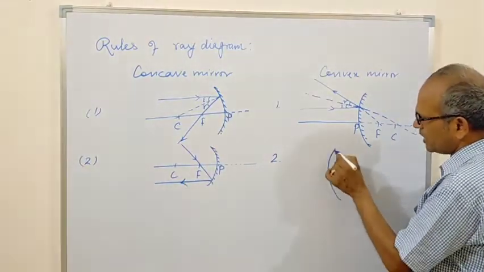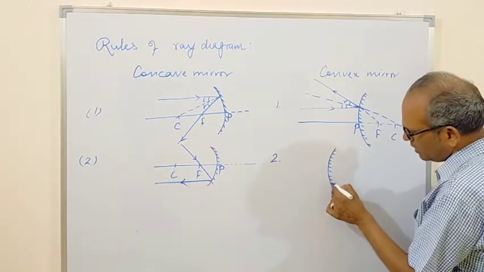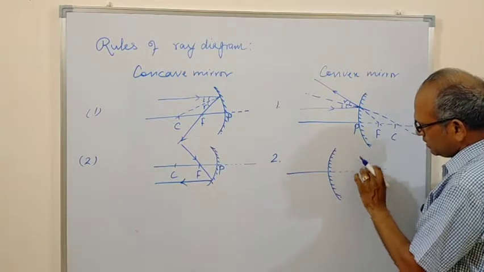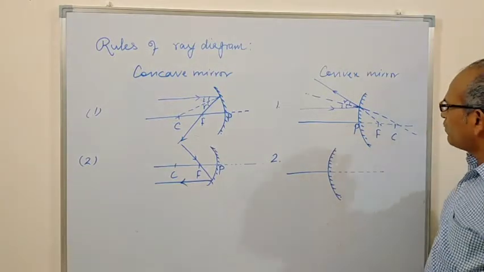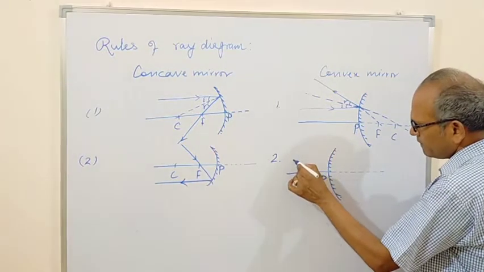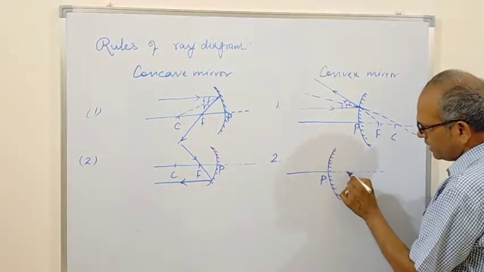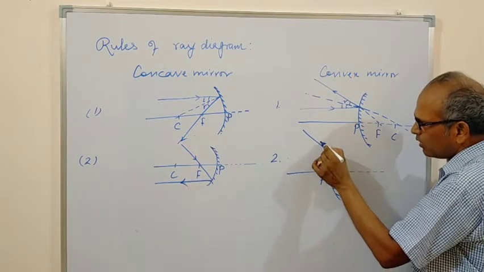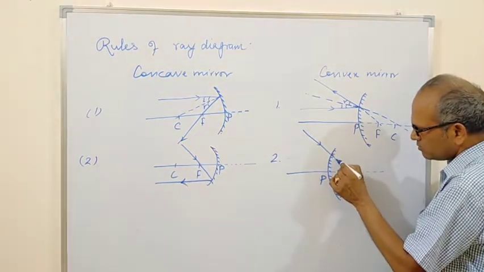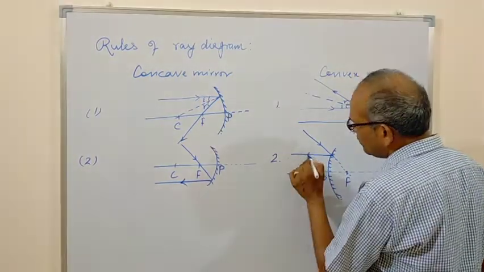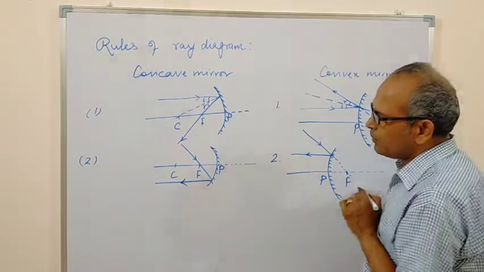For the convex mirror, I have to draw one convex mirror over here. Okay, convex mirror I have drawn. Now all the center of curvature and focus lie on the right hand side. So I take one ray of light as if it appears to be incident on the focus. Then what will happen? It will become parallel. It will be reflected parallel.